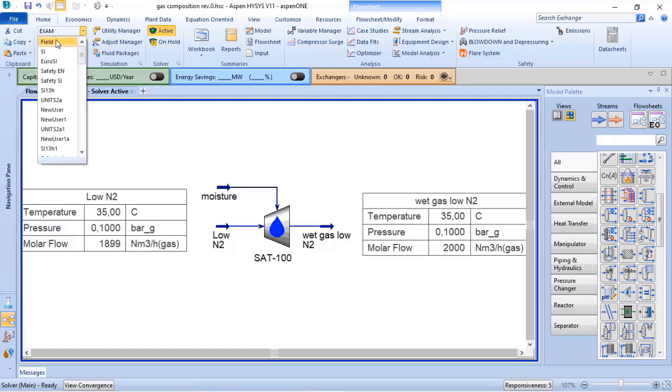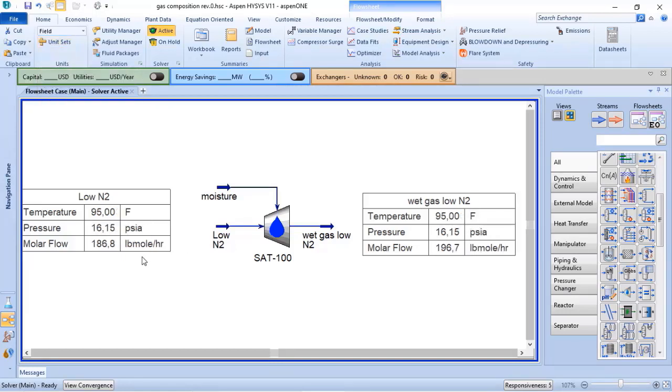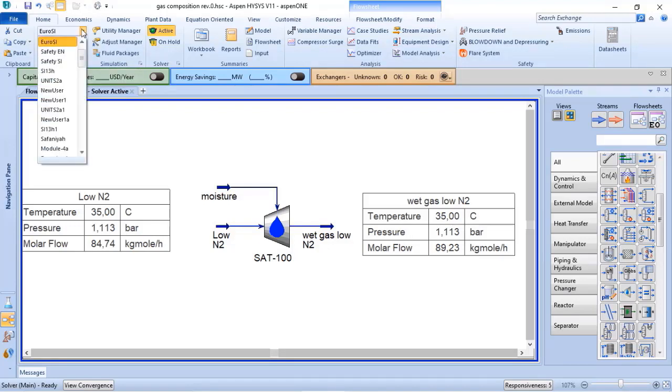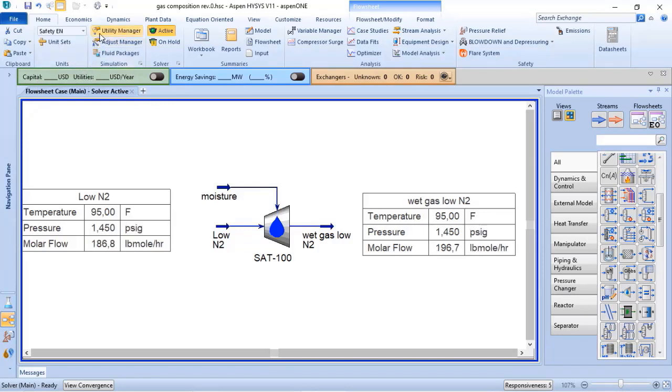If you are starting Aspen Hysys for the first time, you have a few systems of units that are based on English: Fahrenheit, psia, pound mol per hour. We have the SI international system, which uses Celsius, kilopascal, and kilogram mol. We have the Euro system, which uses bar, Celsius, and kilogram mol. And this bar here, although you don't have the A, is the absolute bar. You also find other standard units here, Safety English and Safety International standard.